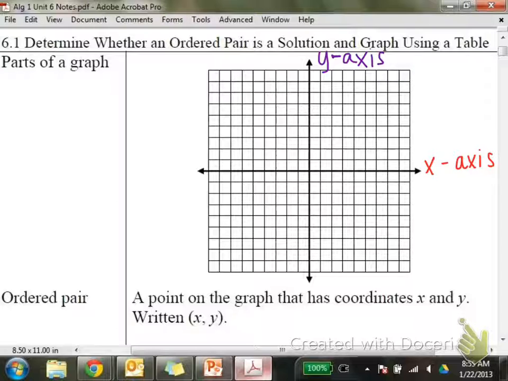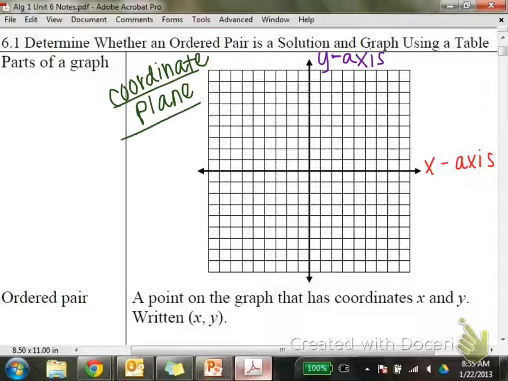The entire graph is called a coordinate plane. So if I ever tell you to draw your coordinate plane, it means the x and y axis. Okay? So the whole thing is called the coordinate plane. You have an x-axis and you have a y-axis.